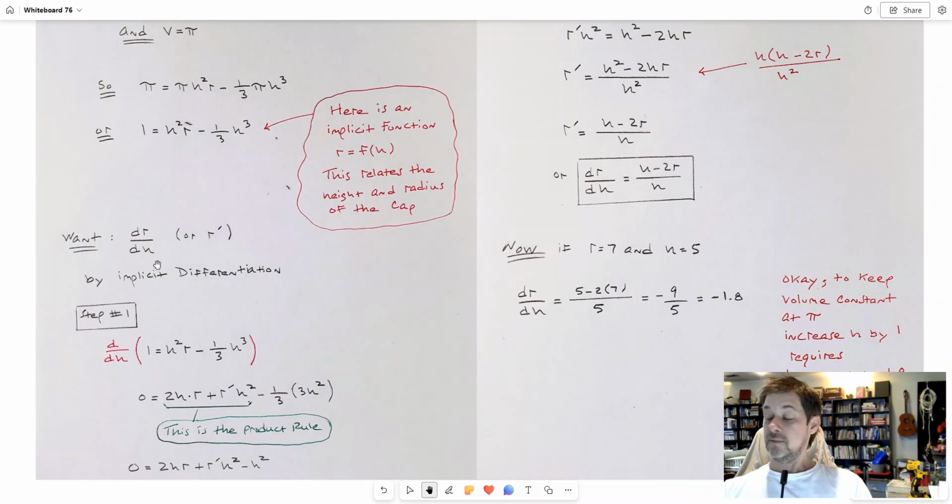I want, as I mentioned, dr over dh, the derivative of r with respect to h. That's in Leibniz notation. You could also call that r prime if you preferred that notation. The technique there is implicit differentiation. I don't see that this equation explicitly tells me r from h. This equation is not arranged so that if I plug in the h, I get the r. So the variables are all mixed up there, and the technique of finding the derivative is implicit differentiation.